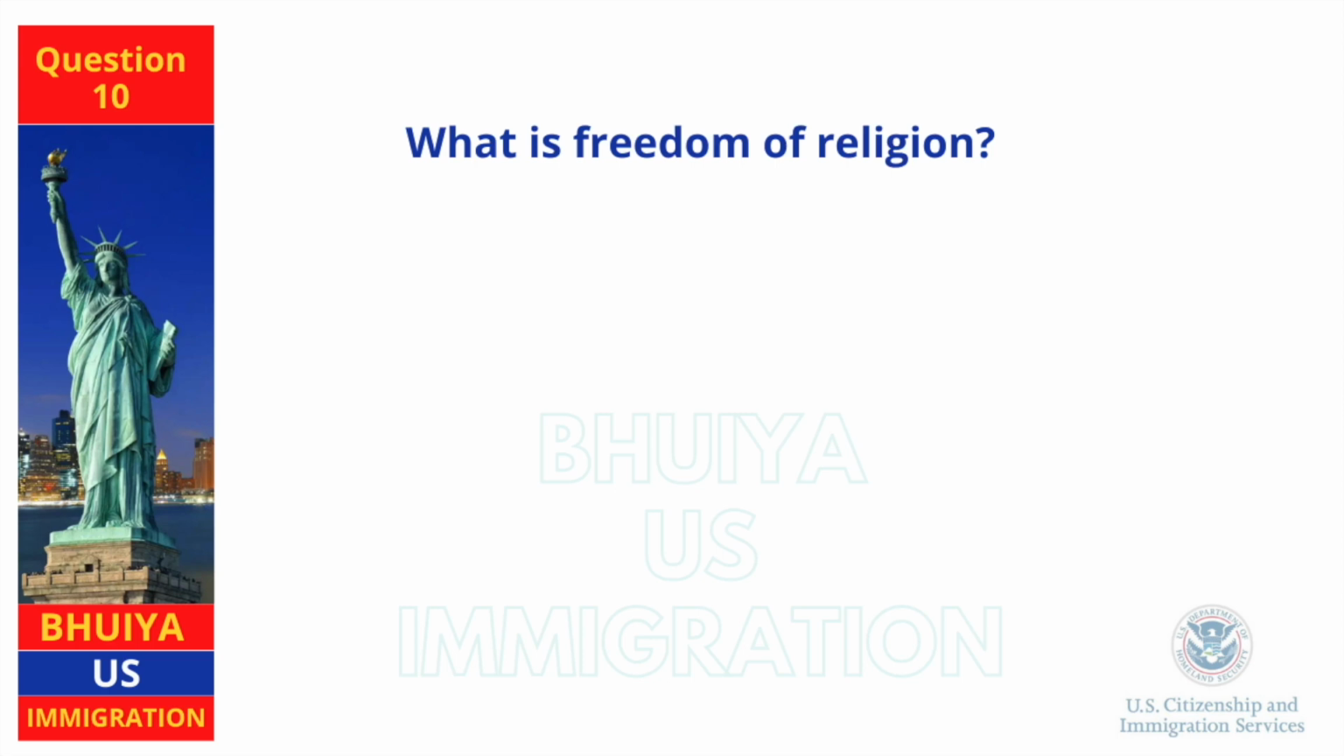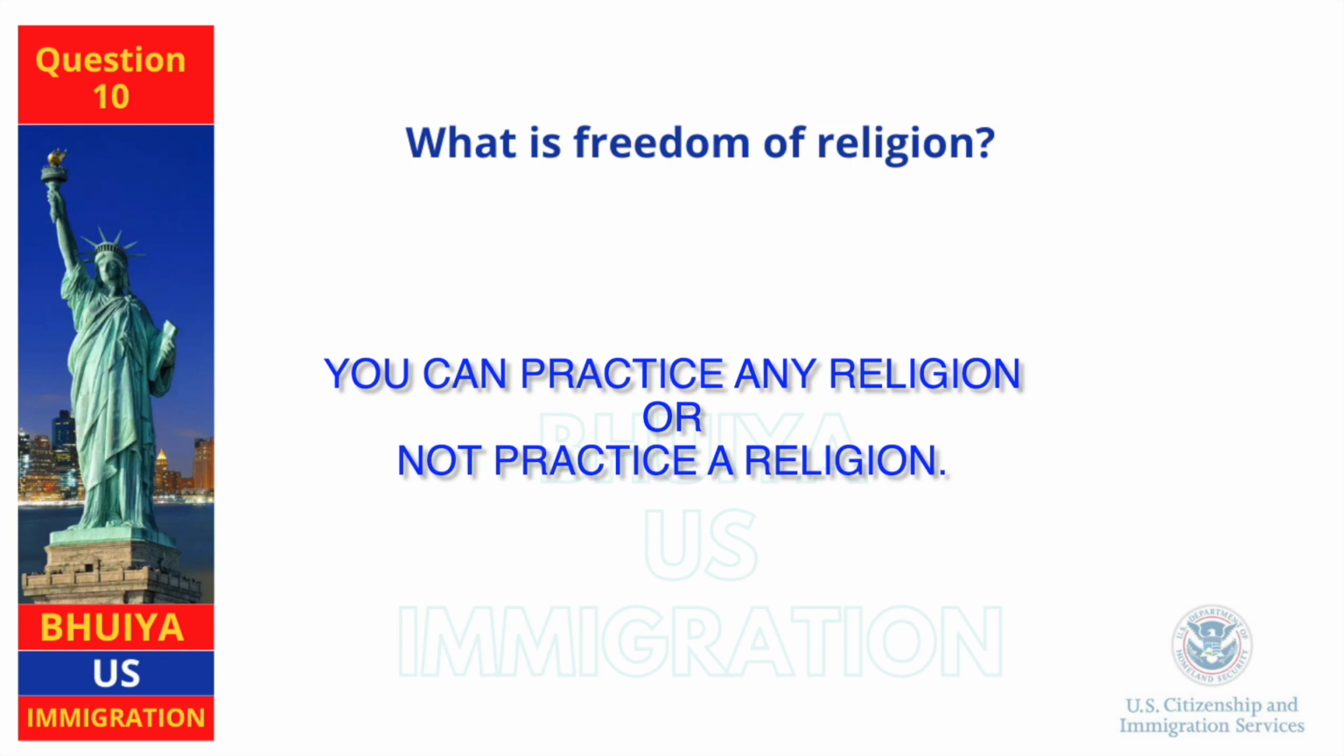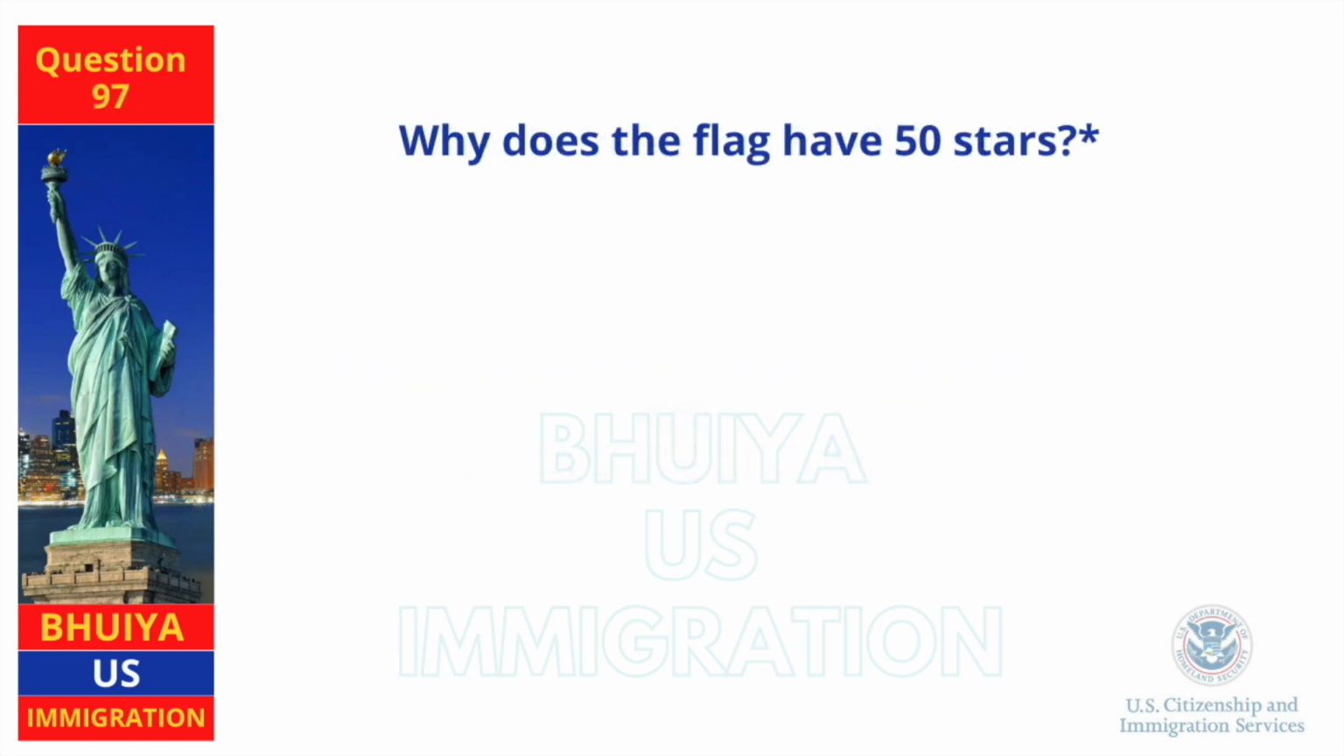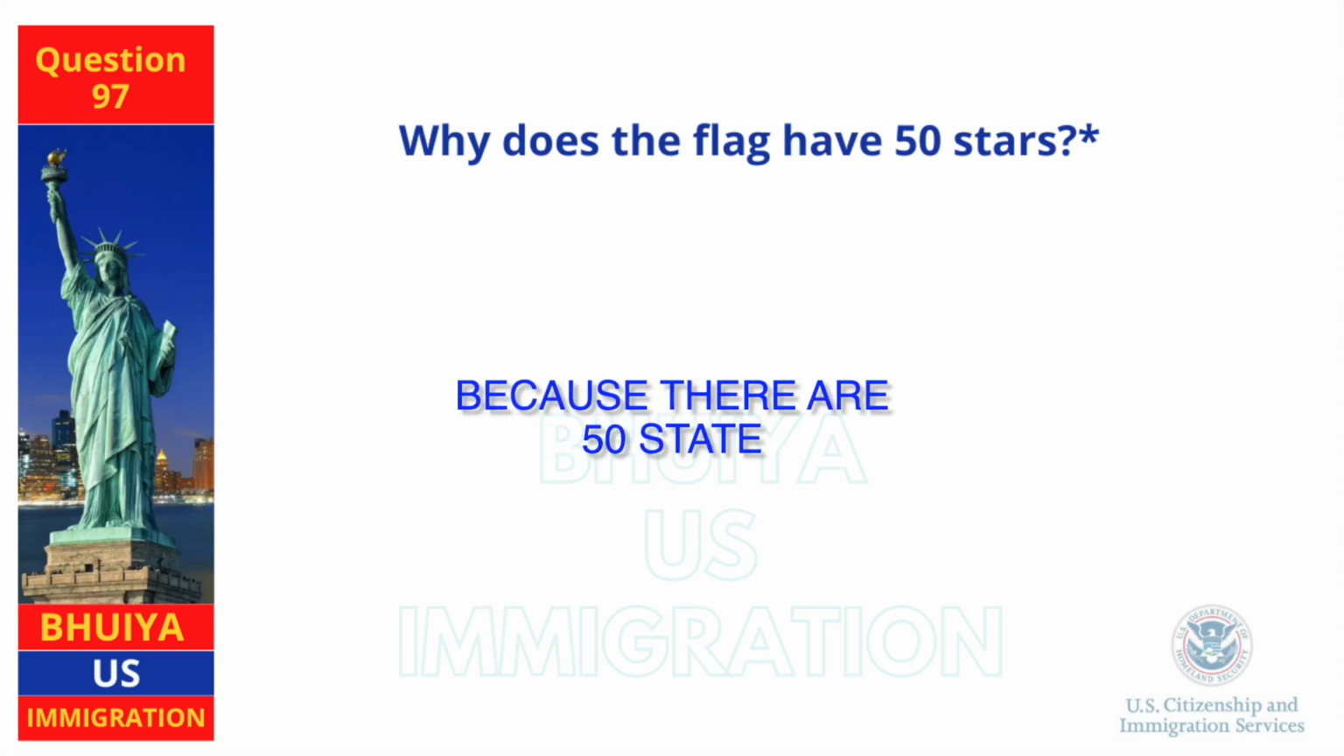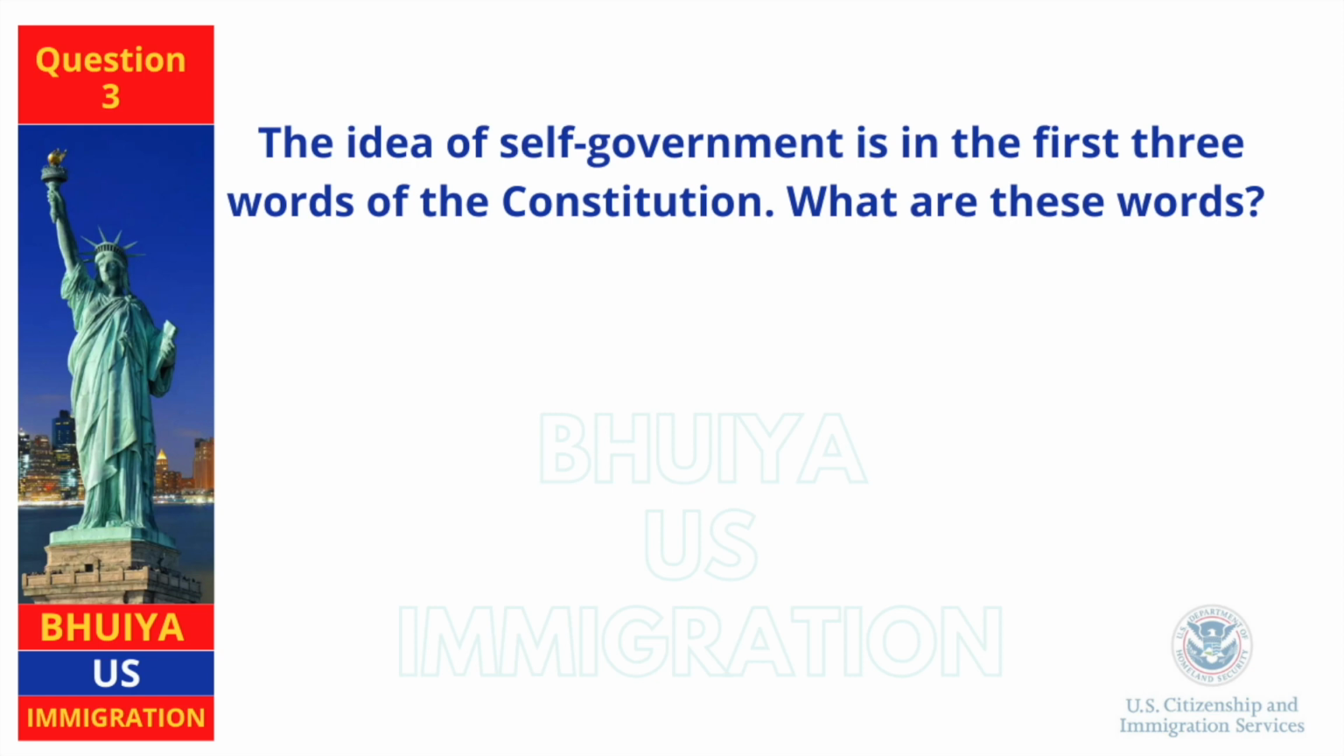What is freedom of religion? You can practice any religion or not practice religion. Why does the flag have 50 stars? Because there are 50 states. The idea of self-government is in the first three words of the Constitution. What are these words? We the people.